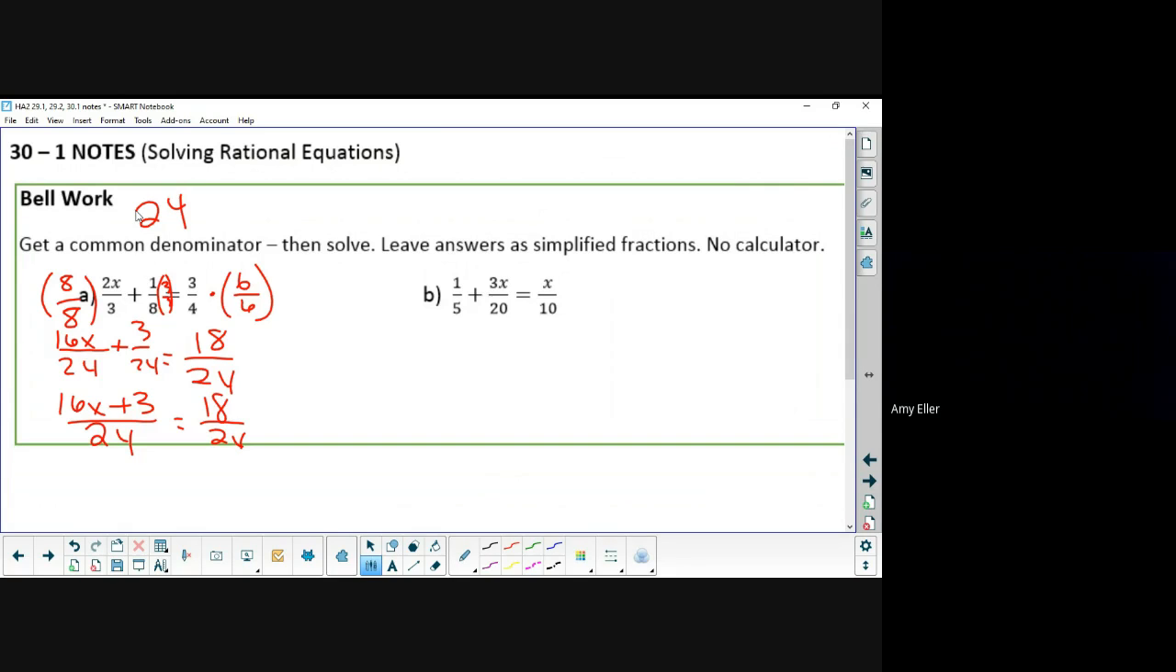Jaden, what'd you do? That'll work. Did you do anything with the 24s? Okay, so you're kind of on the right track, but if I subtract 3, that doesn't really cancel with that 3 because that's 3/24. See what I mean? So I can't just subtract 3 if I have 3/24.